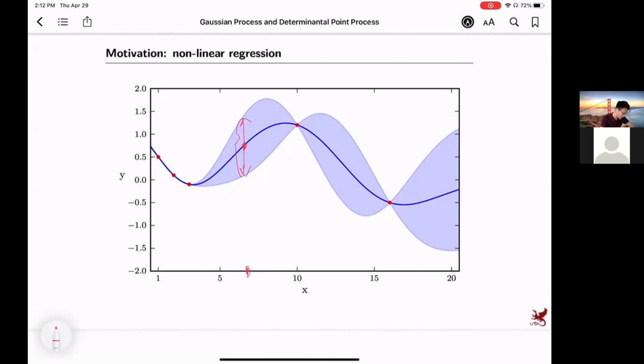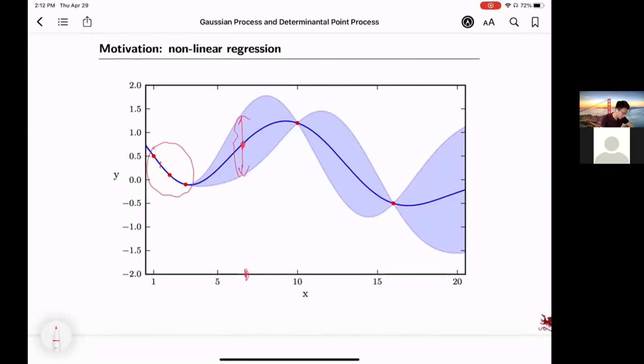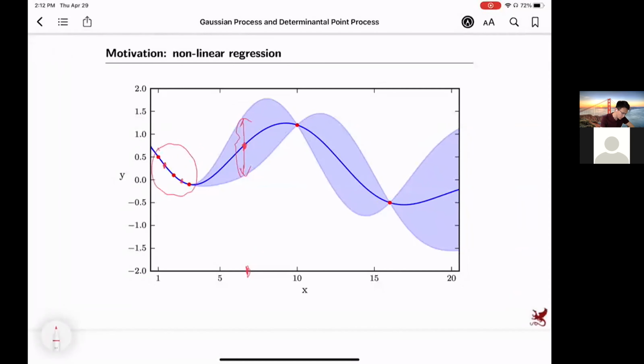So maybe in this area, because I observed too many samples, I'm fairly confident, almost completely sure about my prediction. But for other cases like this range, I have actually never observed any data point in this range. So sometimes, besides the prediction, I would like to know my confidence as well.